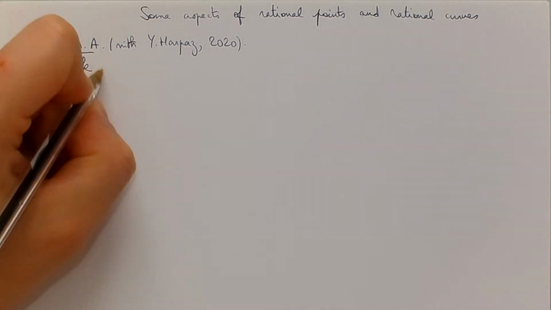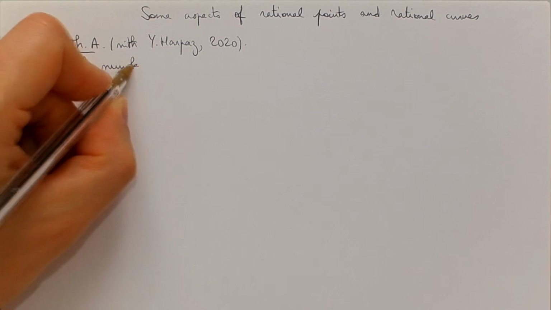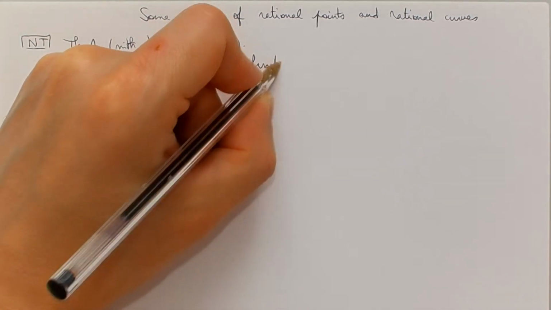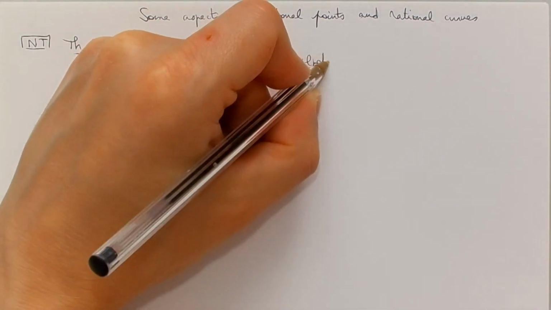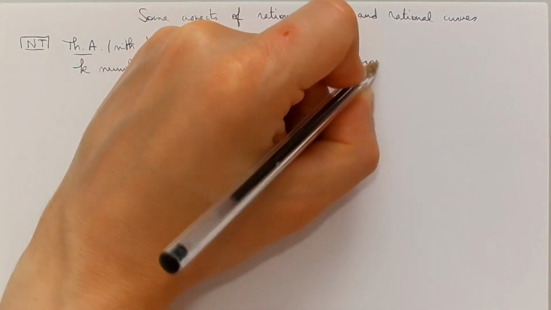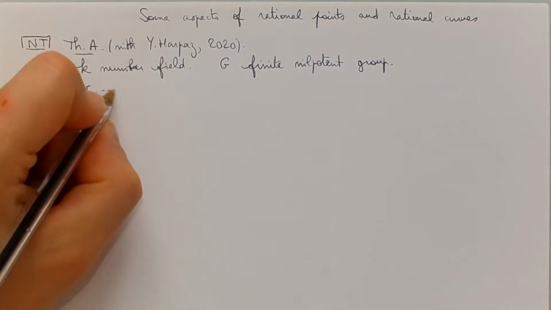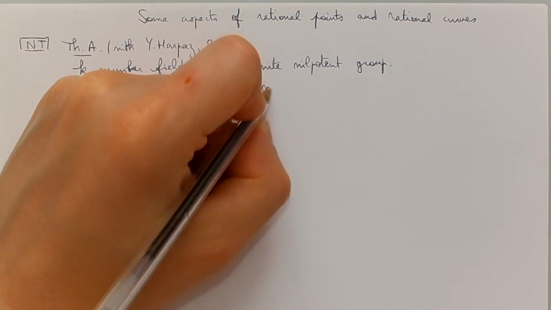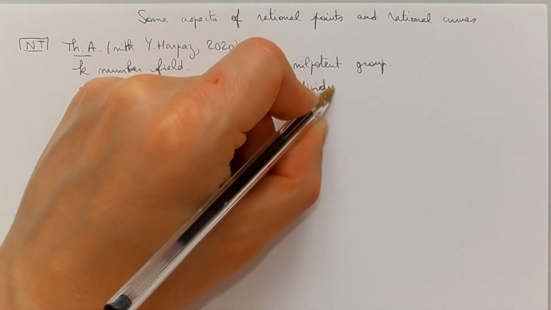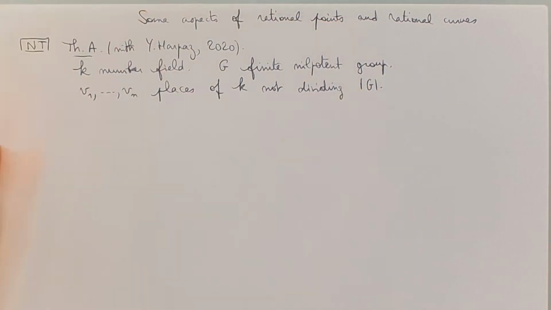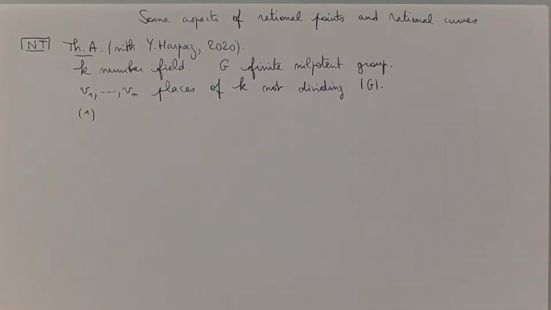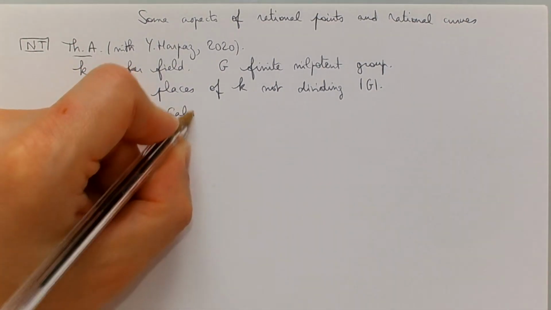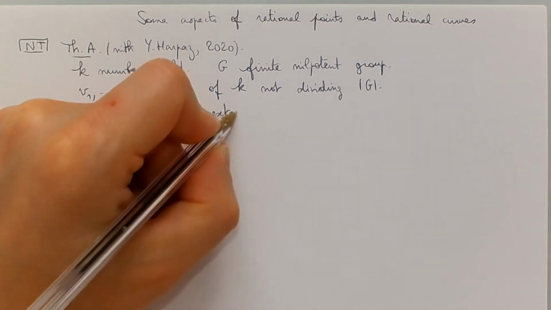So let K be a number field, let G be a finite nilpotent group, and fix finitely many places v1, ..., vn of K that do not divide the order of G. Then the theorem has two statements. The first is: there exists a Galois extension, a field capital K, with Galois group G.